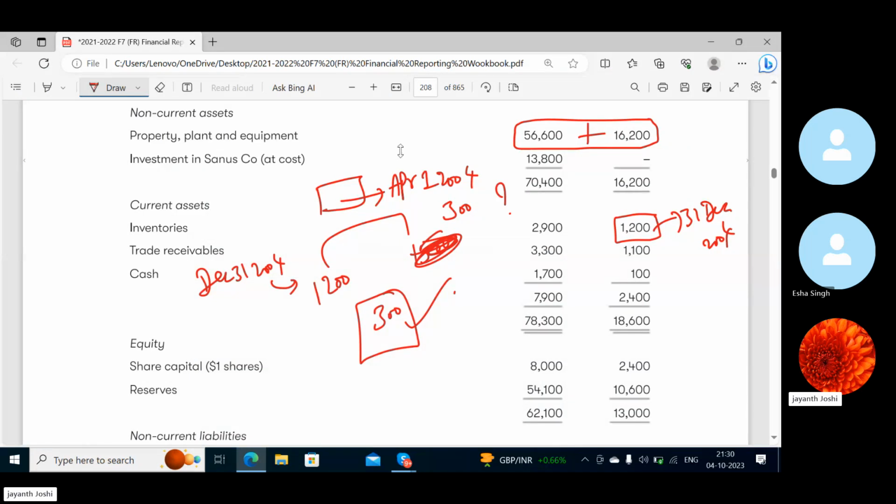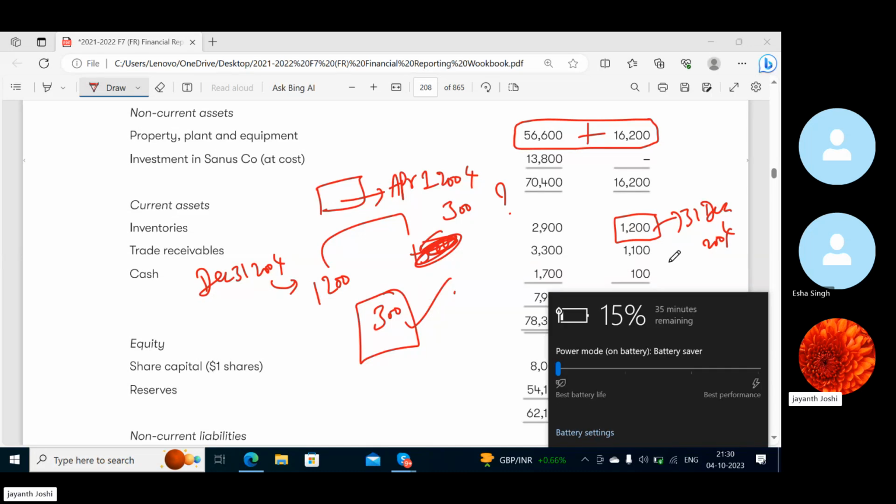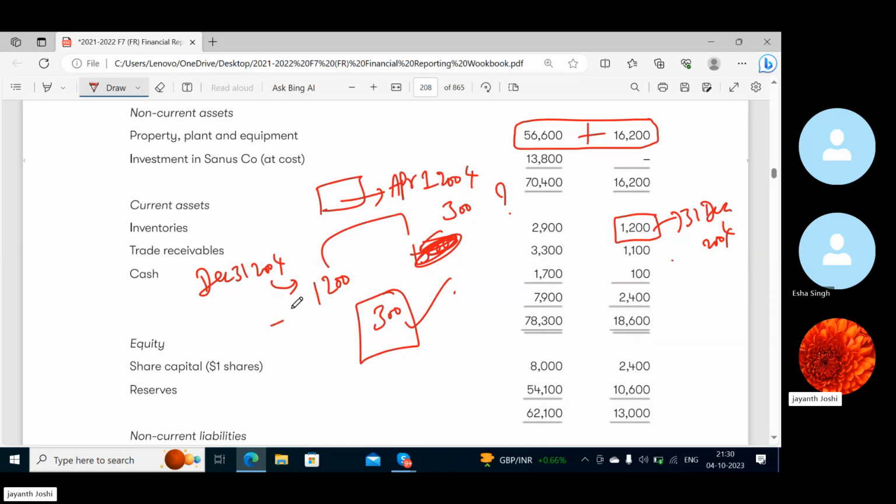So we have to put the dates very clearly. 31st December 2004 is the year end. On that day the value of the inventory is 1200. April 1st 2004, which is the mid of the year, the inventory value is higher by 300. But what is the actual value on April 1st 2004 for that inventory? What is the exact carrying amount? We don't have an idea of that, right? We know the year end values, we know the movement in those values, that's it, correct?